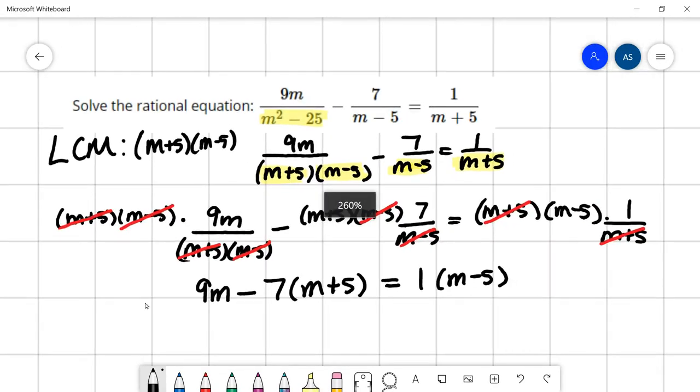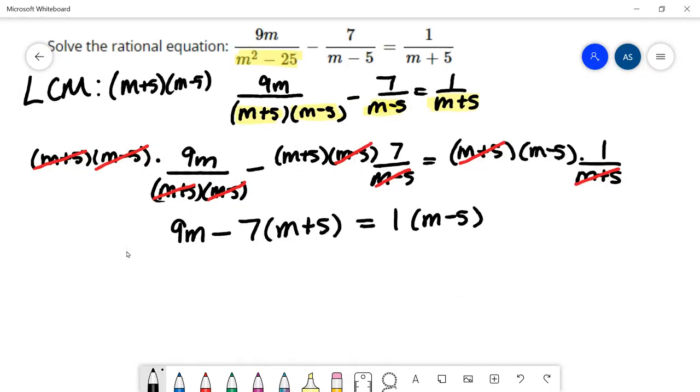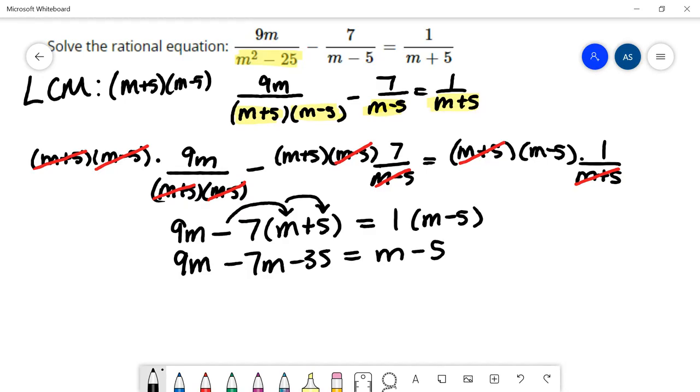So let me distribute to get rid of those parentheses. We have 9m minus 7m minus 35. I was careful to distribute not only the 7 but the negative as well. Over here, 1 times m is m, 1 times 5 is 5. And combine like terms, 9m minus 7m is 2m, minus 35 equals m minus 5.